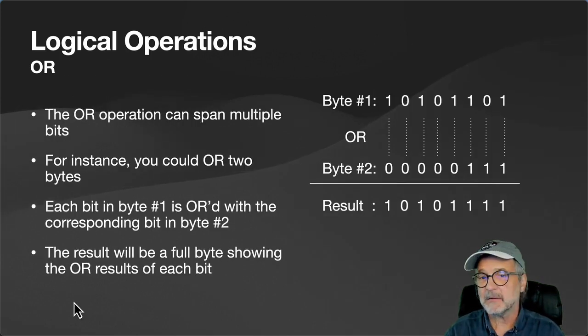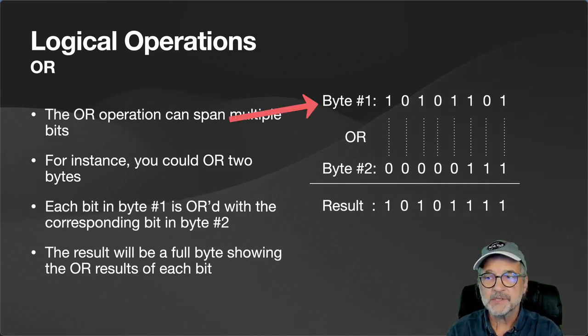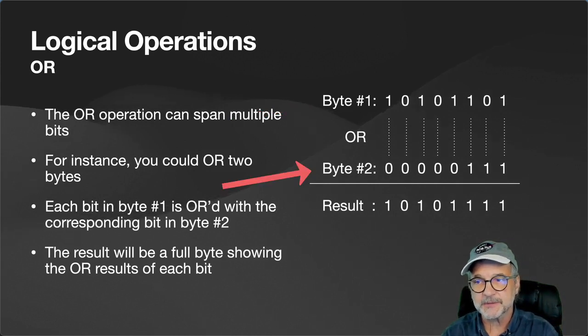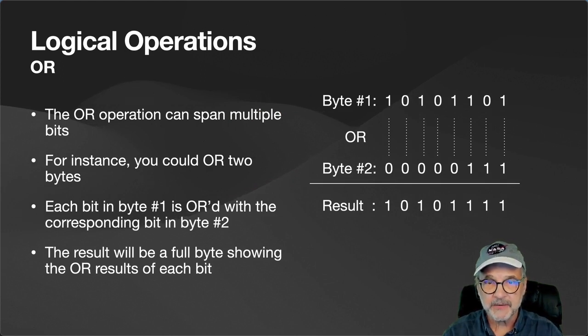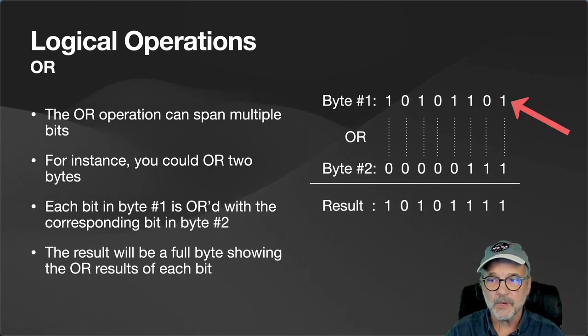Just like an AND, you can have a whole byte of bits, and you can compare those 2 bytes. So the upper byte, 10101101, and then the lower byte, 00000111. And when you OR each bit, one at a time, you get 10101111.